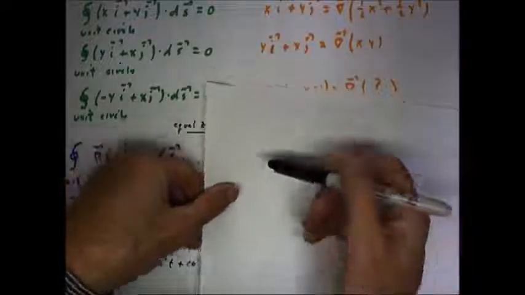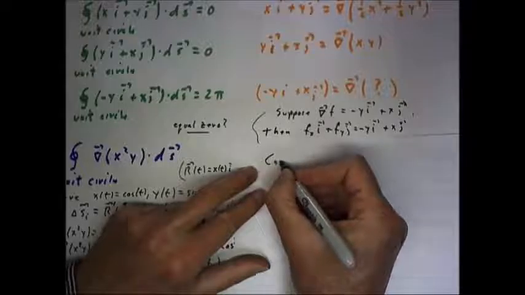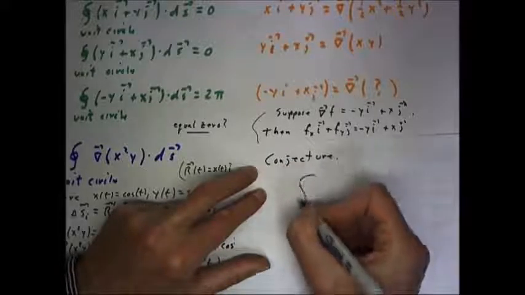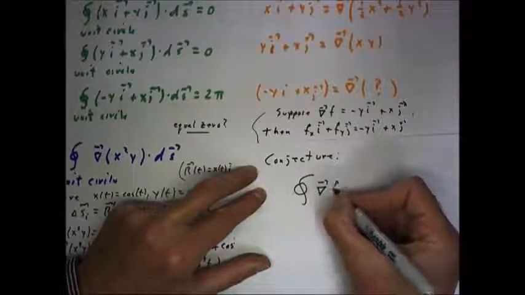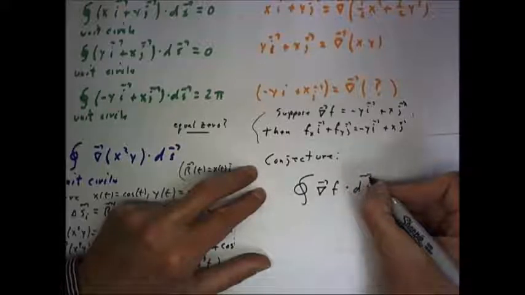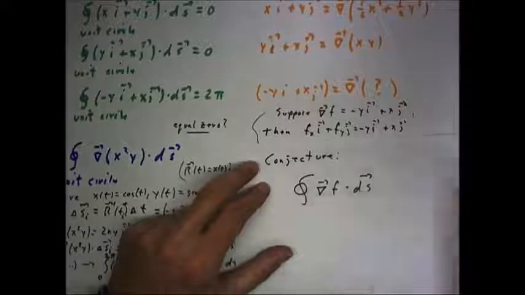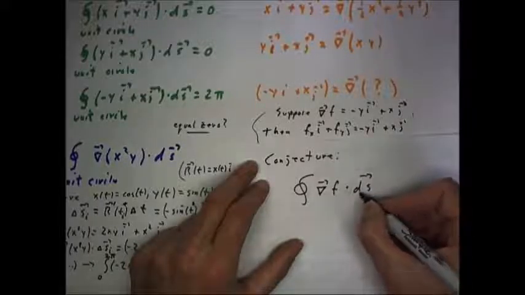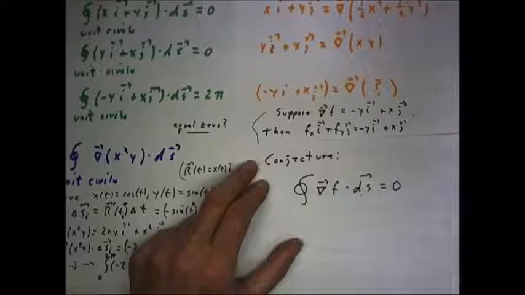Based on these results, we're going to make a conjecture, and then we're going to prove that it's so. The conjecture is that the closed line integral of any function which is a gradient function, dot with the increment vector ds, is going to be 0.